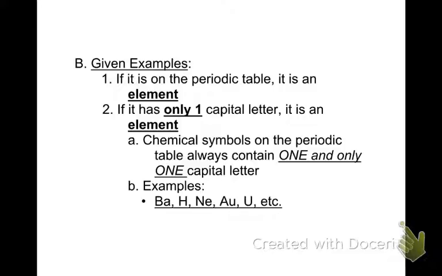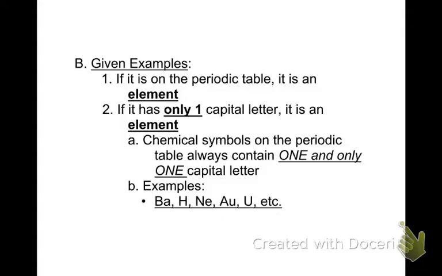Given these examples, the first one is pretty self-explanatory. If you can find it on the periodic table, it's an element. Say you're talking about copper. Copper is found on the periodic table, so it's an element. If we're talking about gold, it's found on the periodic table, so it's an element.